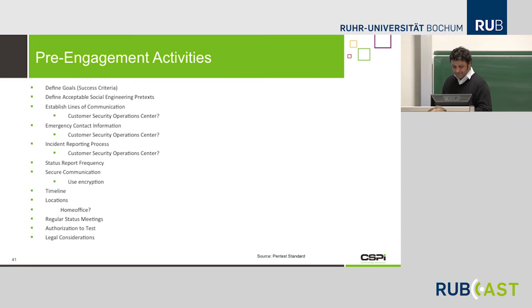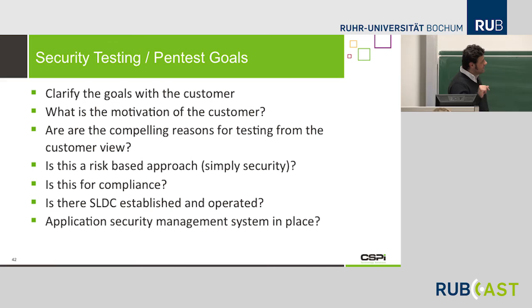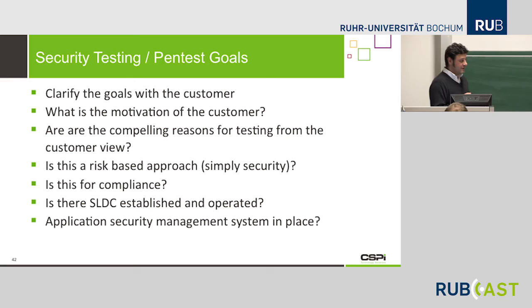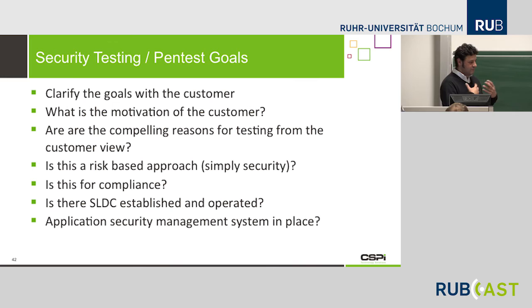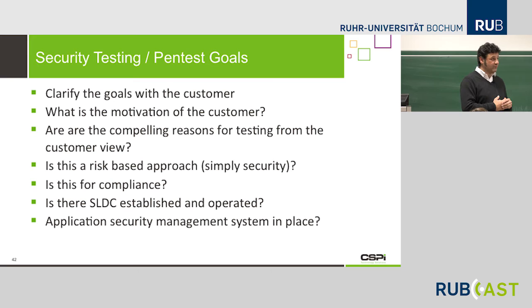So the first point was the security testing pen test goals. Be always clear, ask the customer for the expectation. What is their intent at the end? Is it something they want to have, more or less a signature at the end, saying we have been tested, or because the senior management asked the business unit, or because a supplier is asking for a pen test because their customers are asking? So be very clear about this, or is it just for compliance?